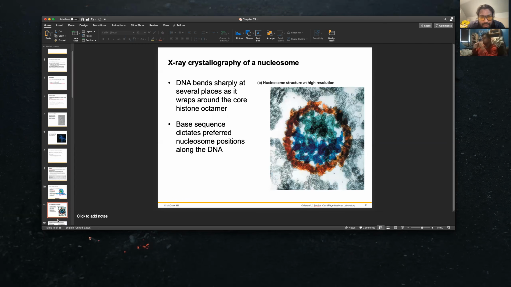Okay, X-ray crystallography of a nucleosome. So, that's what they do to find the structure of DNA. This is the same kind of technique to look at the nucleosome. DNA bends sharply at several places as it wraps around the core histone octamer. The base sequence dictates preferred nucleosome positions along the DNA.